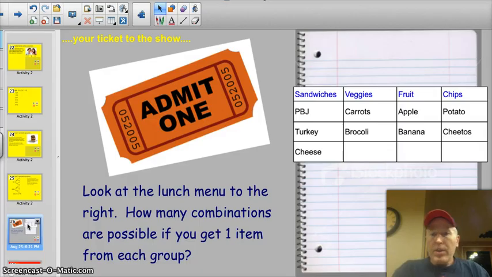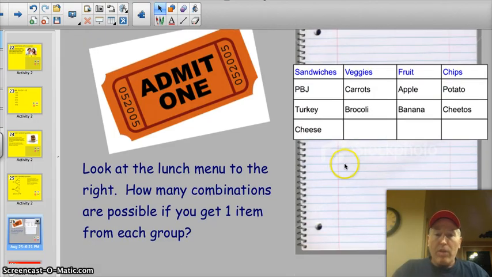Here it is. Look at this lunch menu to the right. How many possible combinations are there if you get 1 item from each group? So you've got a couple of sandwiches, a few sandwich types, a few veggies, a couple of different fruits, and a couple of different chips. See if you can figure out how that is. Remember, please use abbreviations like P, T, and C and create yourself a table. All right? Also figure out the combinations. You know how to figure out how many there'll be right away.